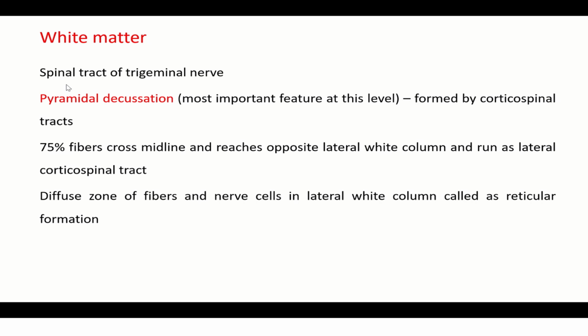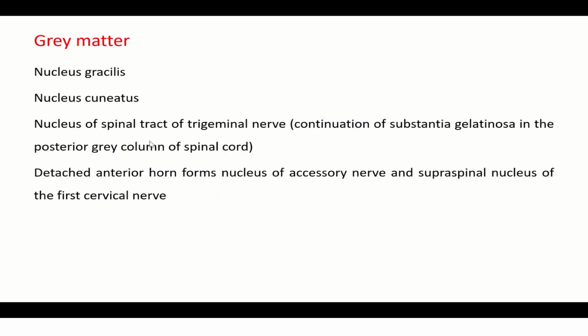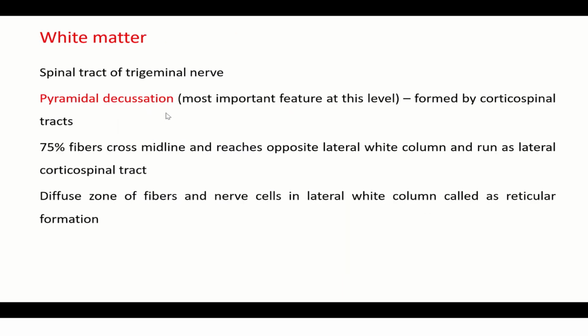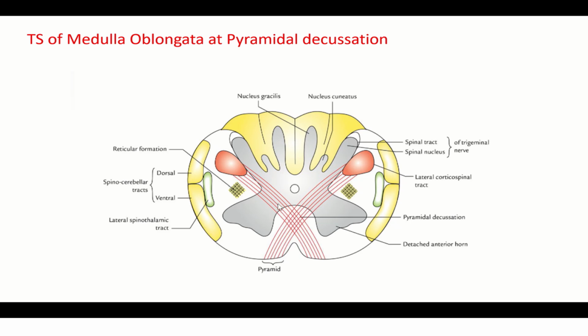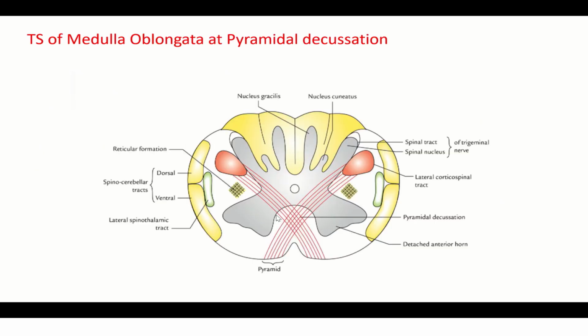So what will be the white matter? The spinal tract of the trigeminal nerve, which I have already shown in the figure. You can see here, this is the spinal tract of the trigeminal nerve. Then the pyramidal decussation. You can see here, this is the pyramidal decussation. 75% of the fibers cross the midline, reach the opposite lateral white column, and run as the lateral corticospinal tract. A diffuse zone of fibers and nerve cells in the lateral white column is called the reticular formation. You can see here, this is the reticular formation.